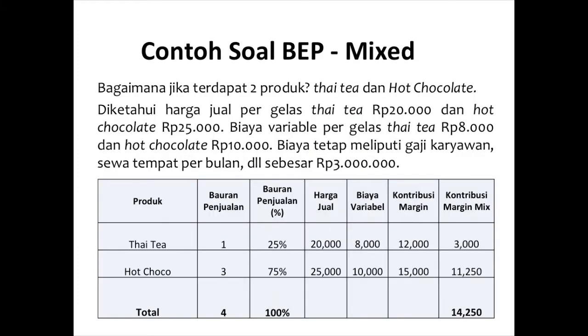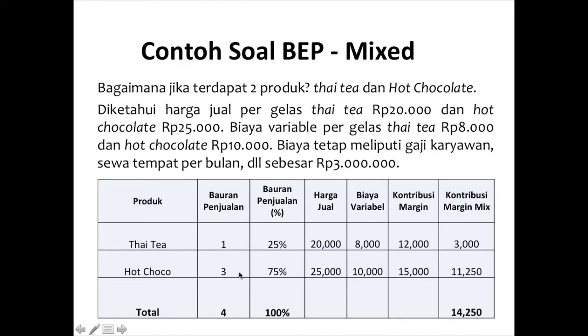Now, the next one is, what if you are selling more than one type of product, as most businesses do? Let's say in this example, you have the Thai tea and the hot choco. The bauran penjualan, or sales mix, is once your business has run, you know which one is the better seller than the other product. In this case, the hot choco is selling better than the Thai tea.